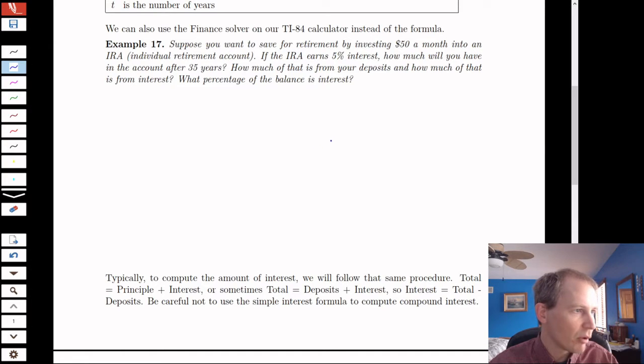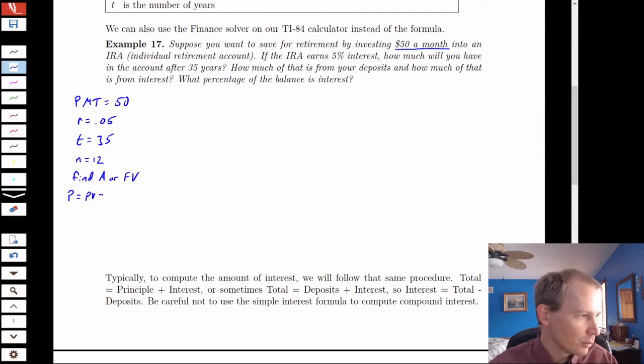First I want to go back through and write down all of my information in symbols. We're investing $50 a month, so that's my monthly deposit. 5% interest, so my interest rate R is 0.05. After 35 years, so T is 35. The a month part also tells me that N is 12 because there are 12 months in a year. And we want to find the ending amount A, or if you're using the Finance Solver, FV for future value.